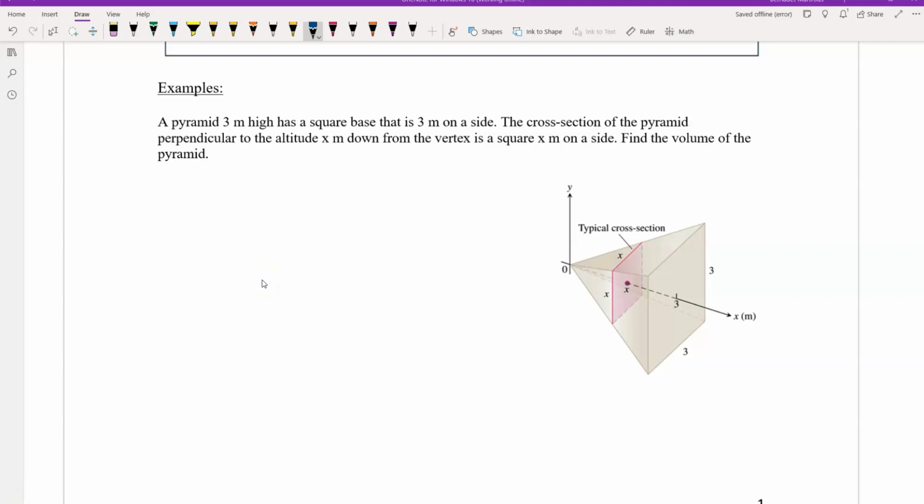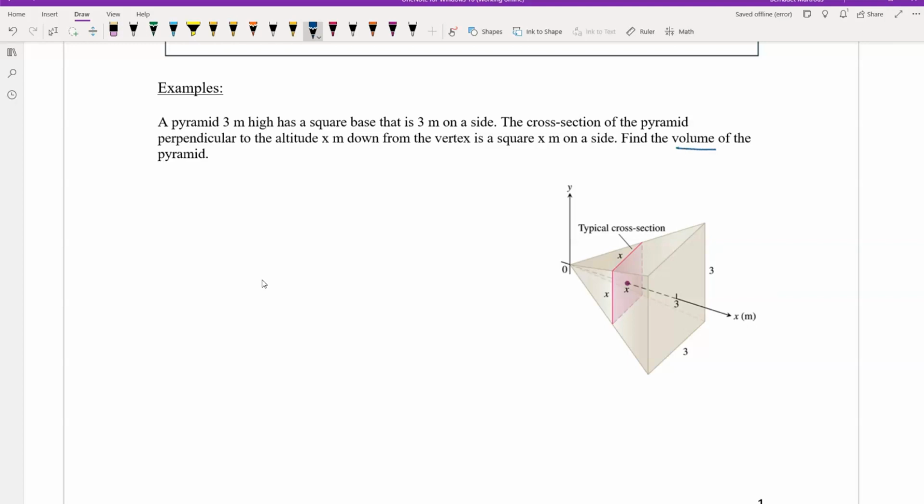Example: a pyramid 3 meters high has a square base that is 3 meters on the side. The cross section of the pyramid perpendicular to the altitude x meters down from the vertex is a square x meters on the side. Find the volume of the pyramid.